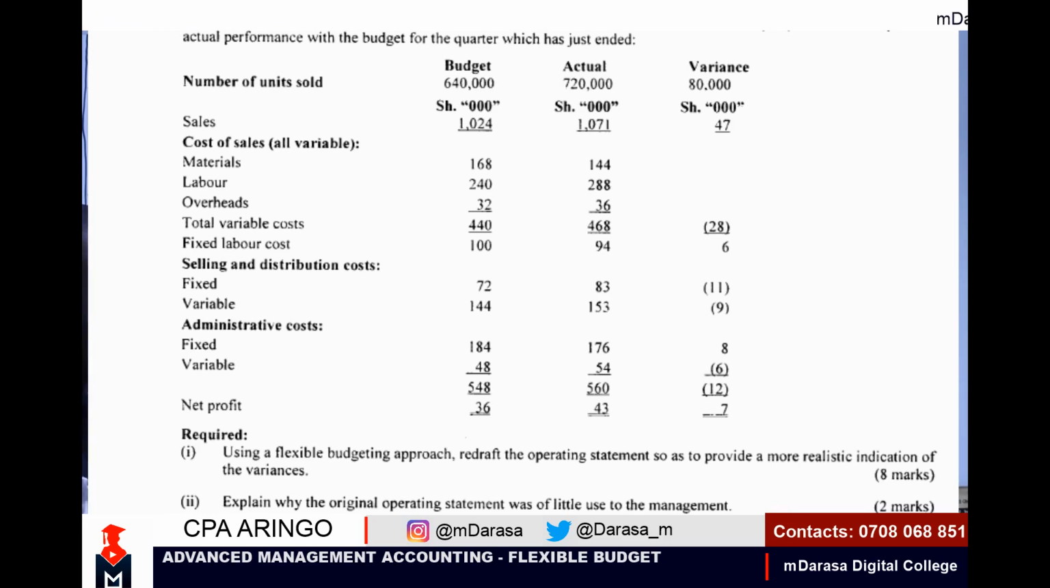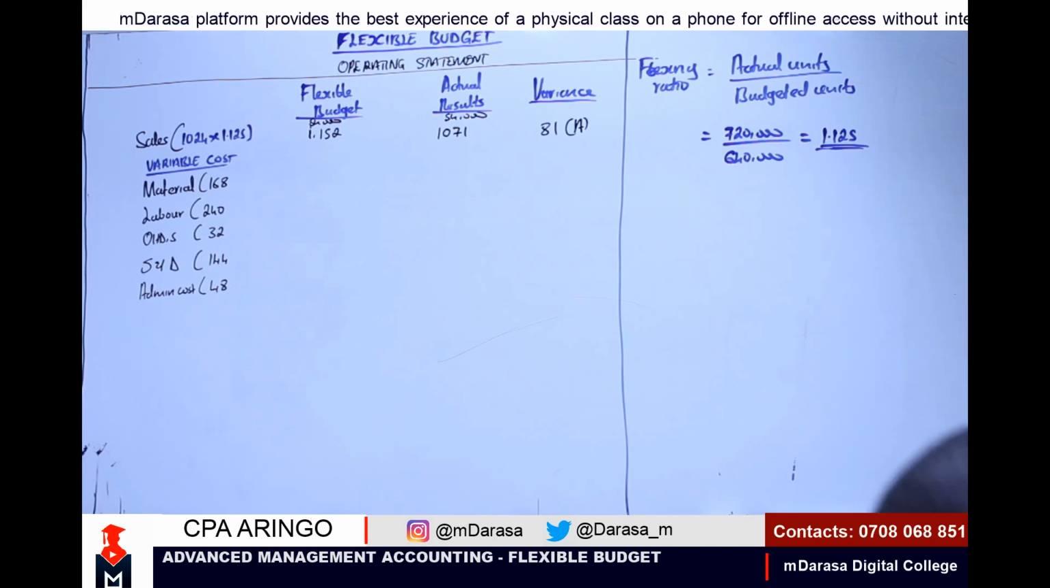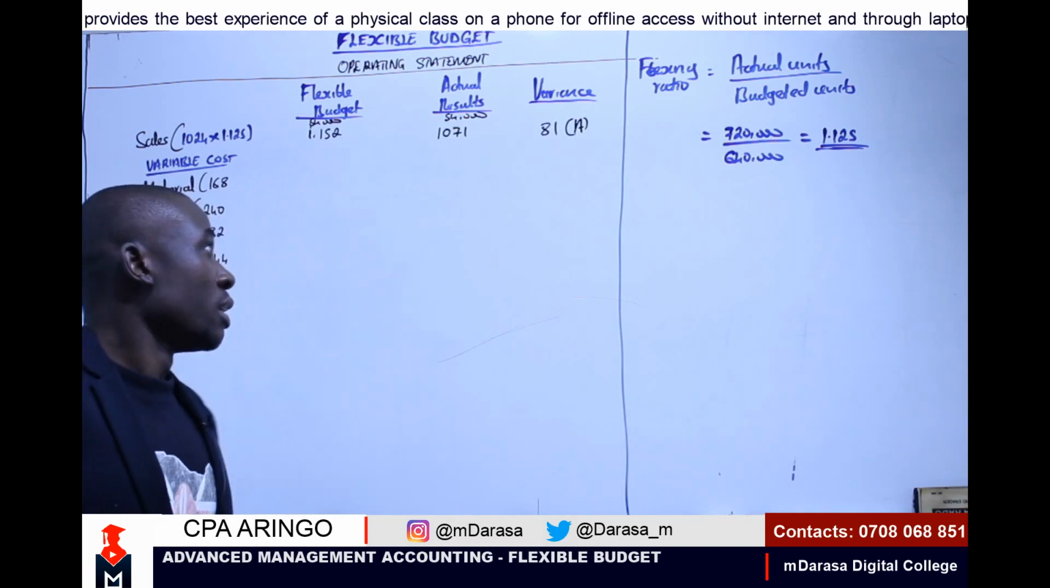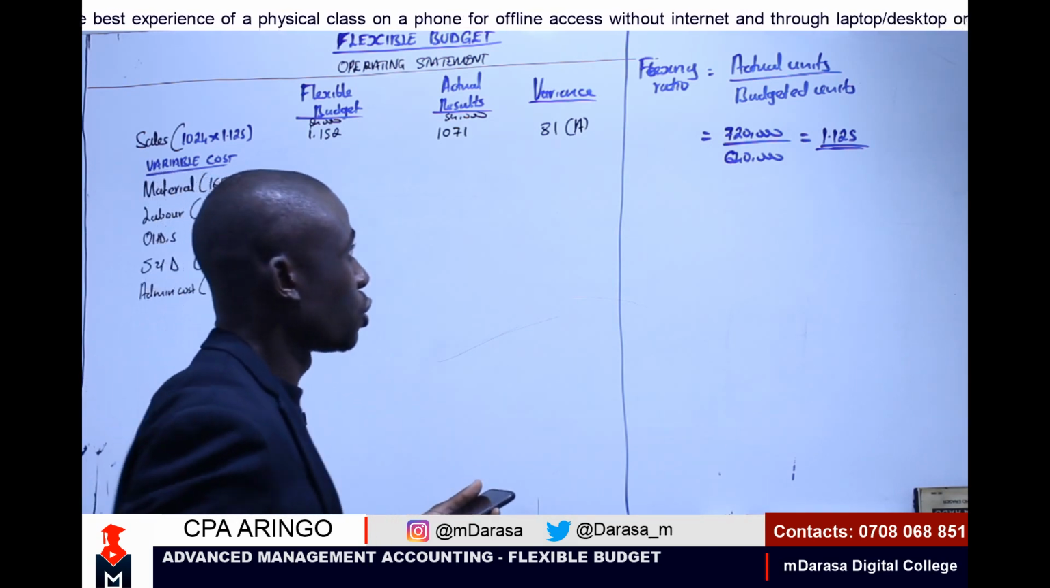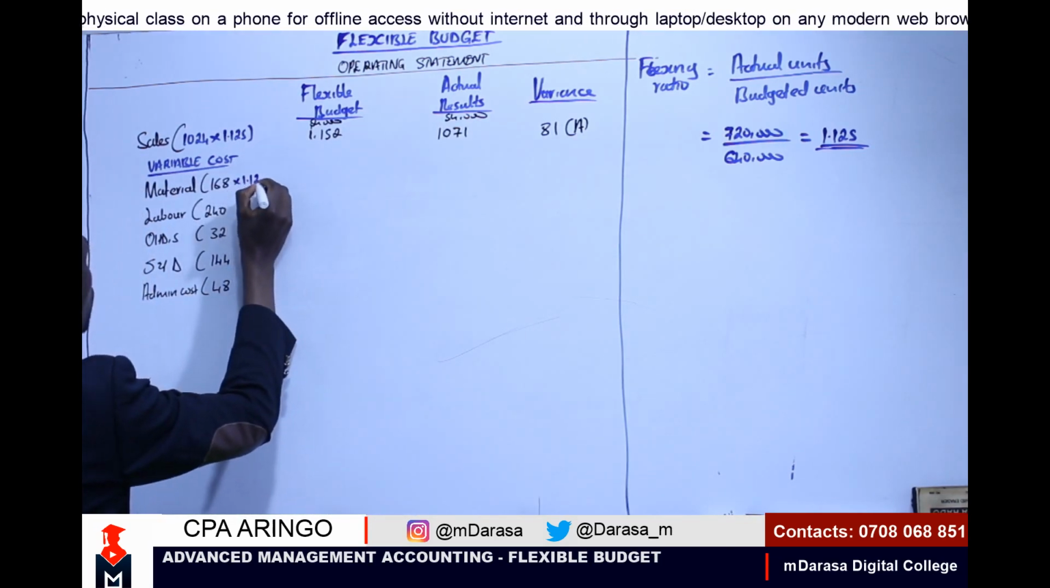So after I've noted the original budget I was given, if you can recall, we've said that for the flexible budget, I'll be adjusting the original budget to reflect our actual performance. And in such a case, we have our data there. So it will be upon us to adjust our figures with what? With the flexing ratio that we have just determined. So if we can start with material, I know very well that my flexing ratio is 1.125. So in this case, I should be multiplying by 1.125.